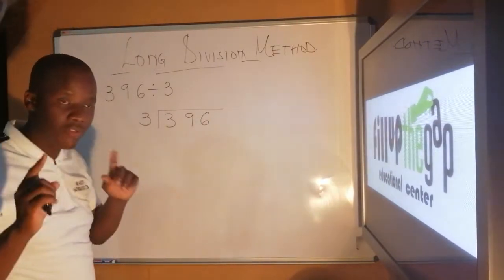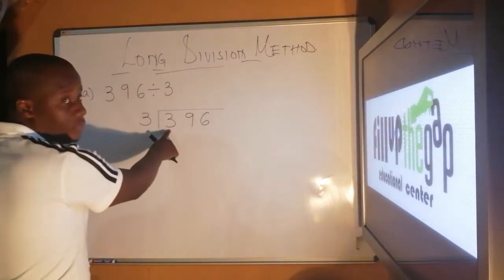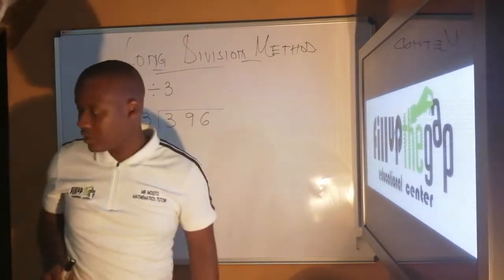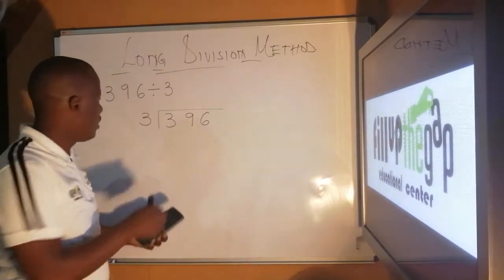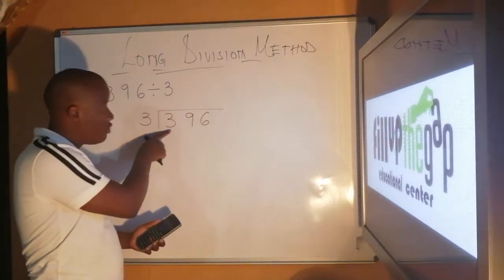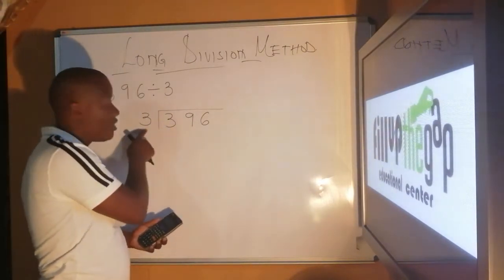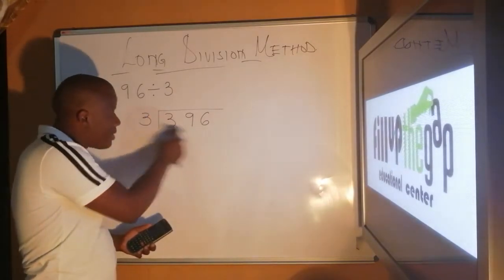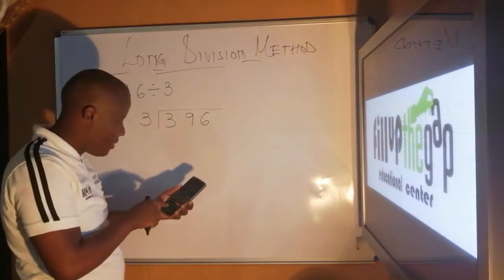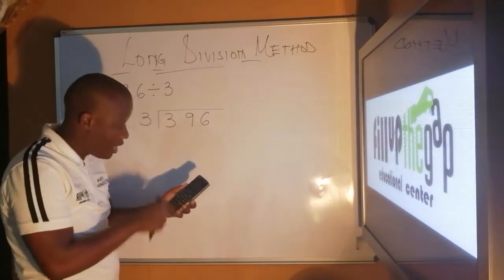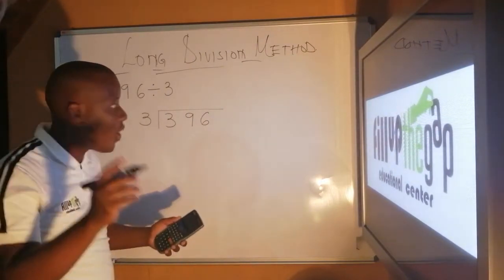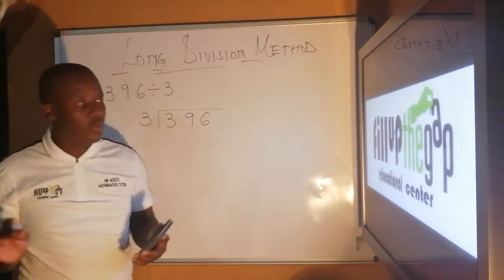So the first thing that we have to do is to divide the first number. Take your calculator, please. You take the first number, which is your dividend, and your divisor. So these numbers divided by 3. It's going to be 3 divided by 3. 3 divided by 3 is how much? Is 1.